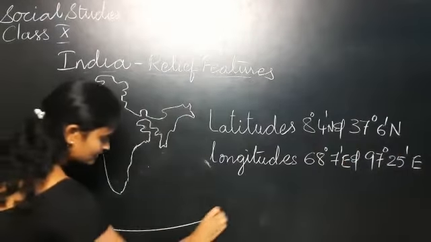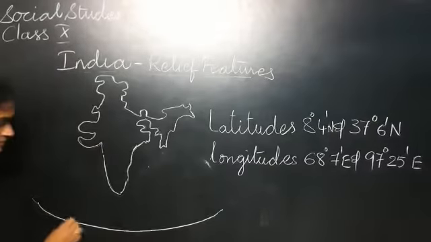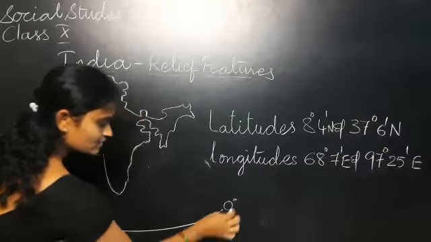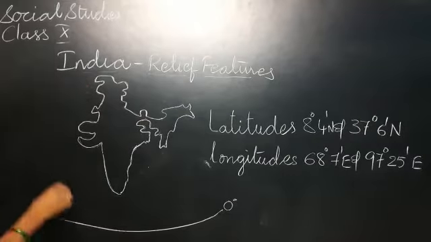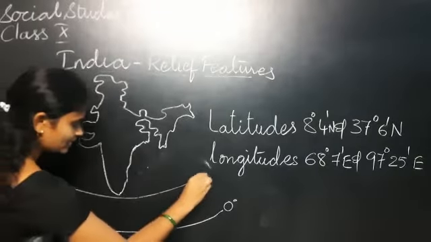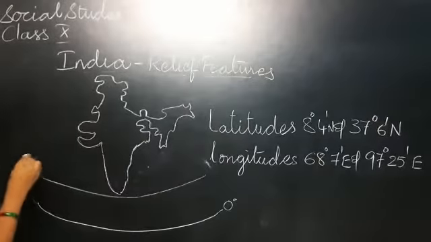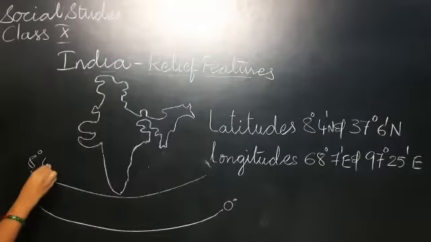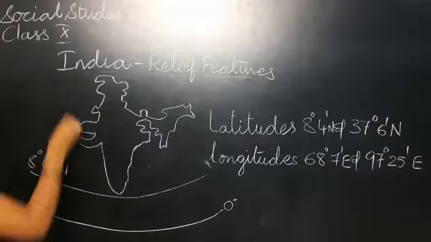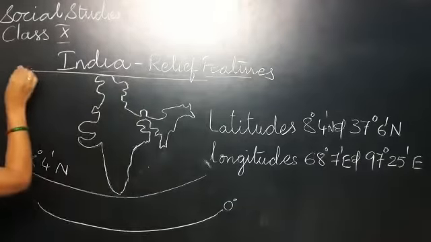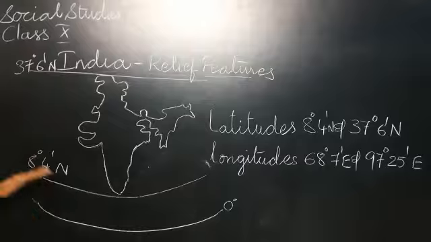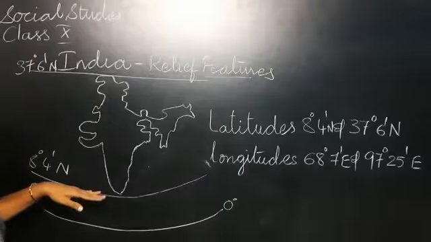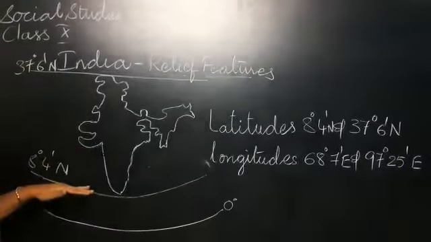Suppose you think that this is the equator, 0 degree equator. India is located above the equator. India is located between 8 degrees 4 minutes north and 37 degrees 6 minutes north latitudes. India is located between these latitudes.